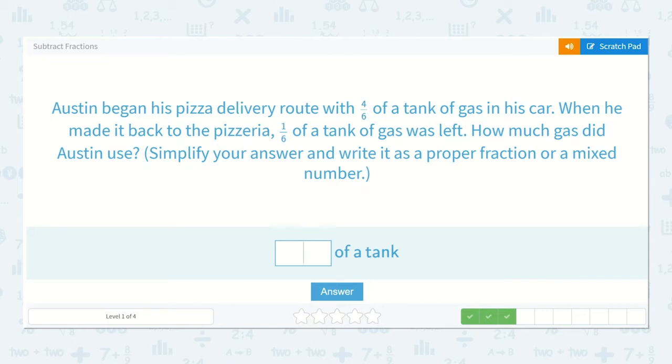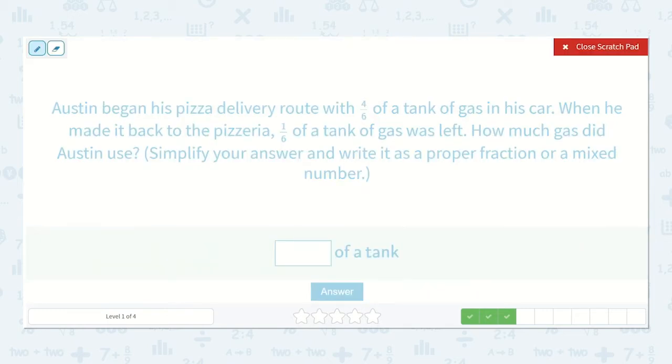Austin began his pizza delivery route with 4/6 of a tank of gas in his car. When he made it back to the pizzeria, 1/6 of a tank of gas was left. How much gas did Austin use? Simplify your answer and write it as a proper fraction or a mixed number.